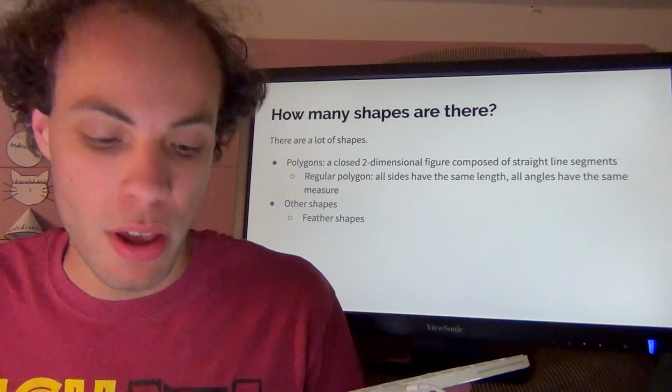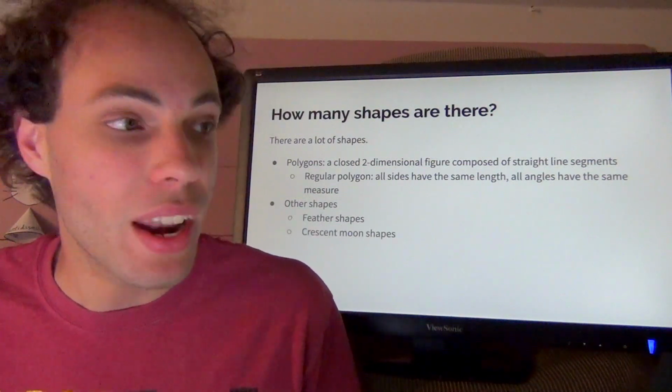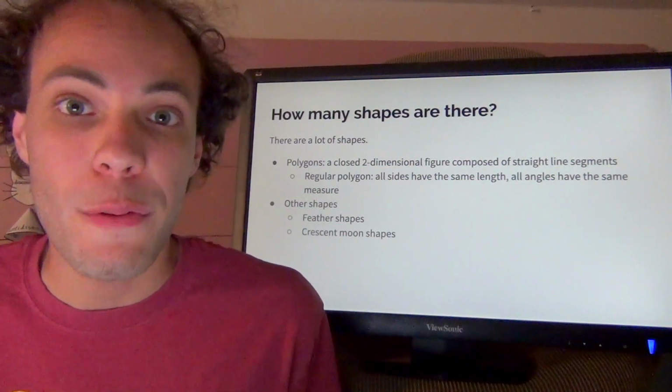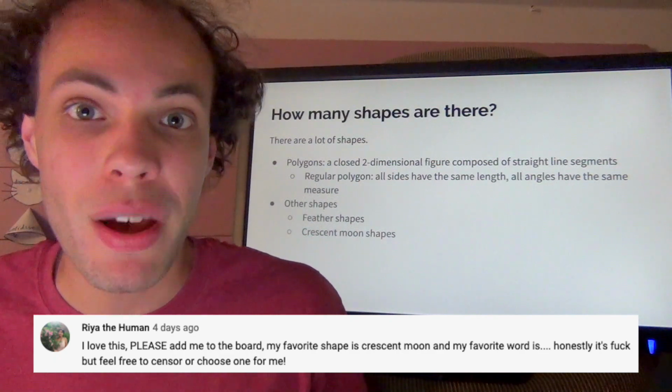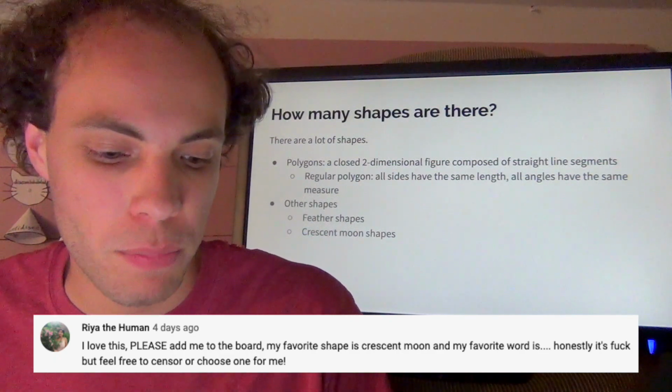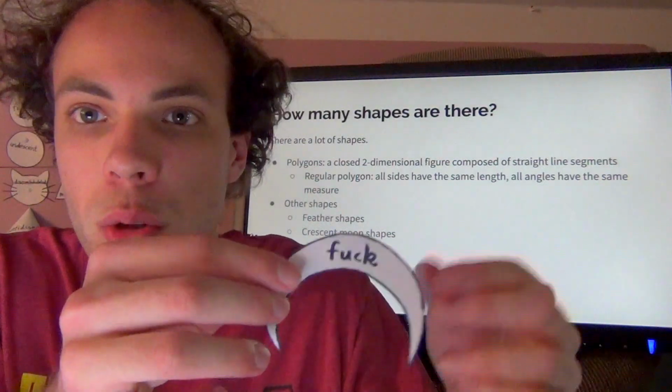And then another shape is crescent moon shapes. And I've got one of those for the board too. Favorite shape, crescent moon shape. Favorite word, I'll just let you look at it for yourself.